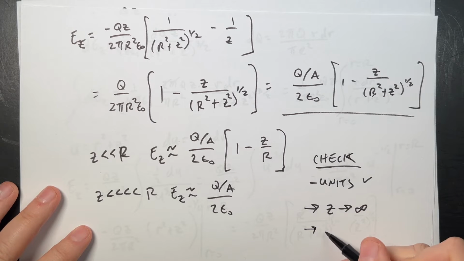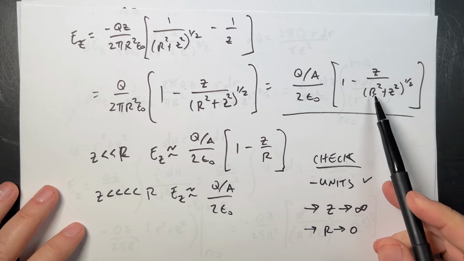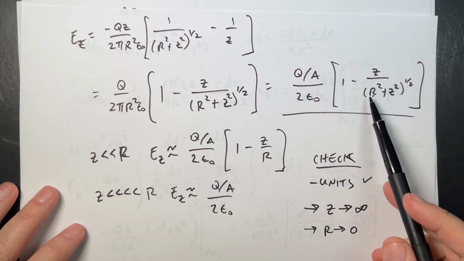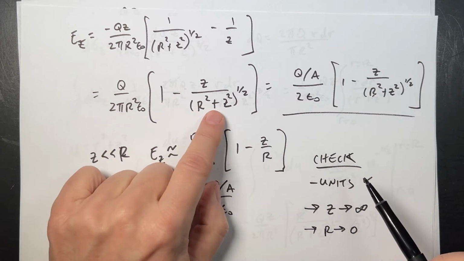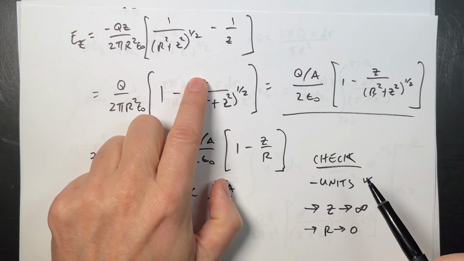Finally, what if r goes to 0? Then it should look like a point charge. And so if I have r is 0, oh, it doesn't work. R is 0, I get z over z, 1.